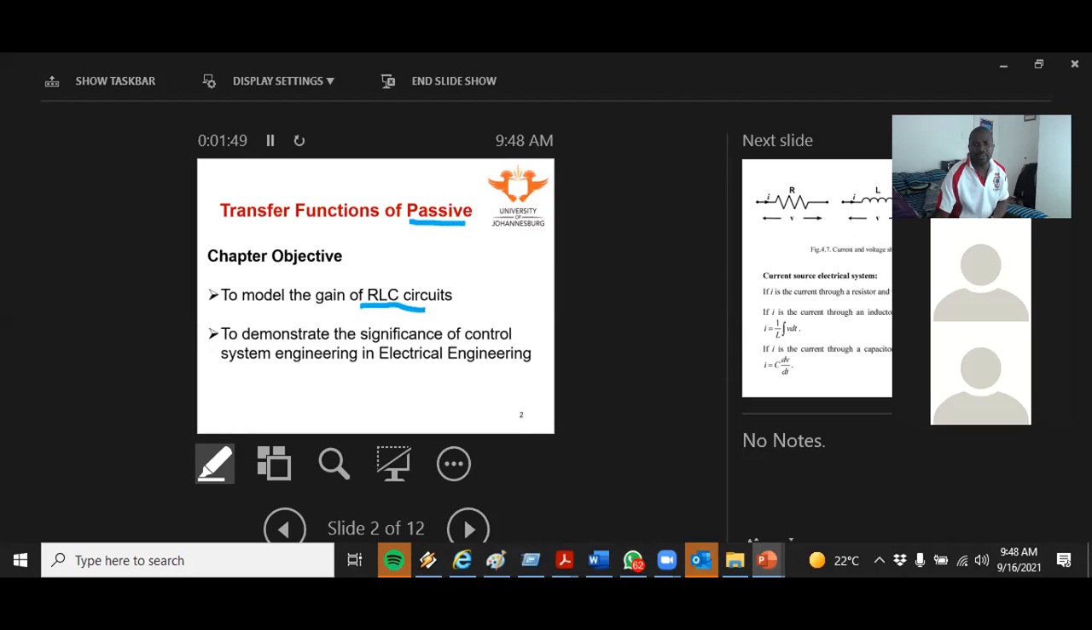And again, we're carrying on with our motive to demonstrate the significance of control system engineering in electrical in particular. Remember, control can be used in business, in mechanical, in industrial. So we are aligning it to where you are, to give you more appetite about this subject.